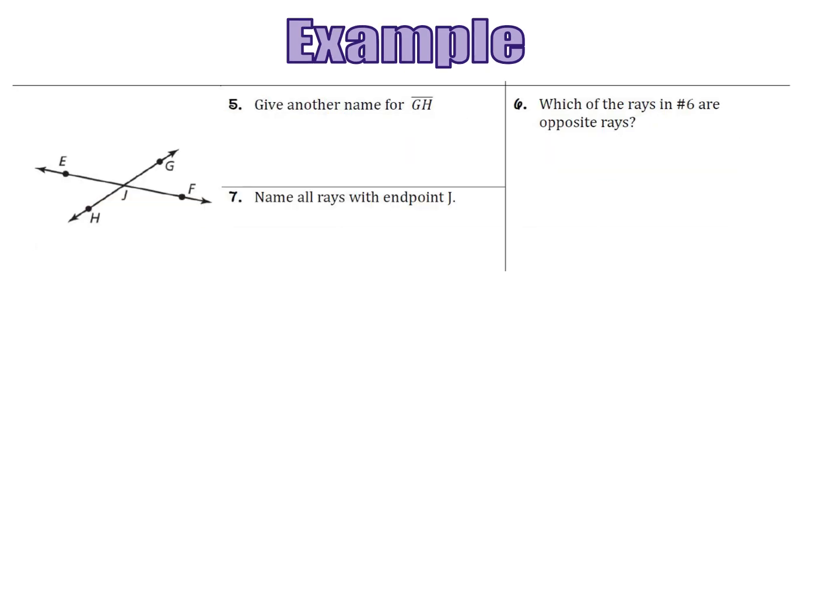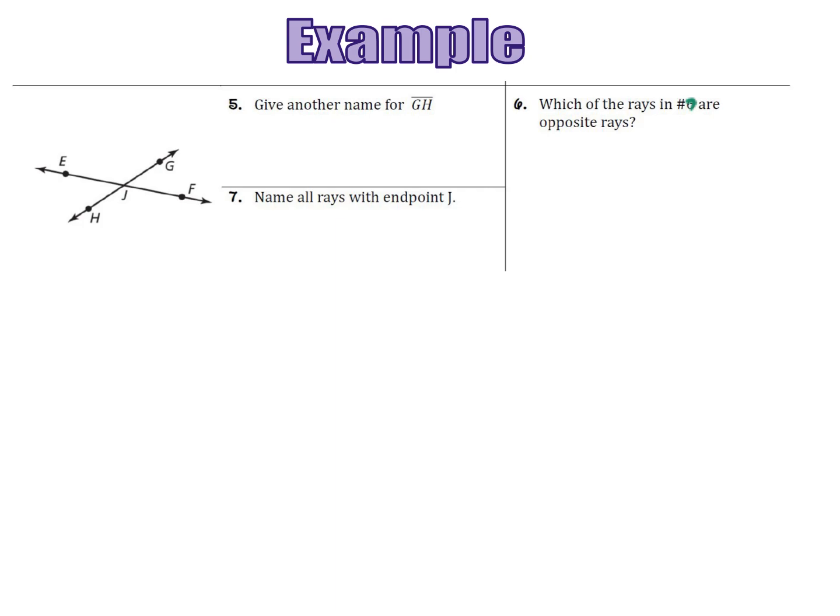All right, here we have another diagram, and we're being asked 3 questions. Give another name for segment GH, name all of the rays that have an endpoint of J, and then identify which of those rays in number 7 are opposite rays. So go ahead and pause the video and see which of these you can do on your own, and then unpause the video and see how you did. Okay, hopefully you had time to work on this.